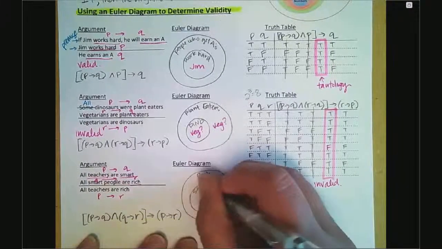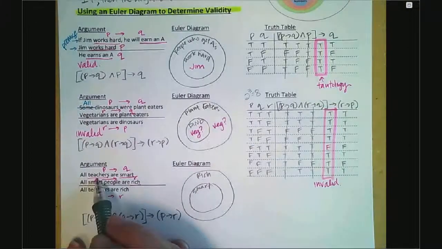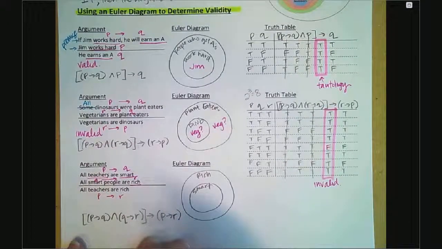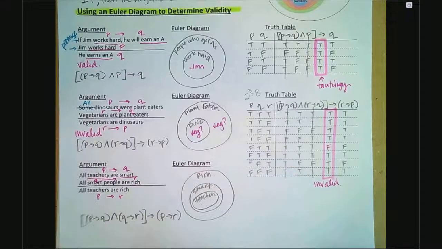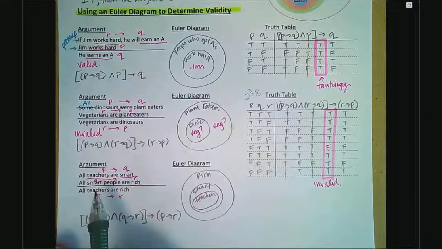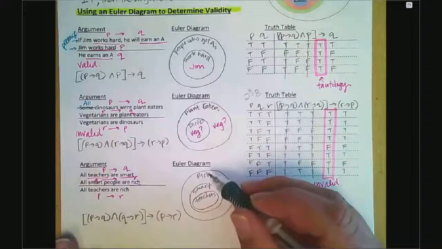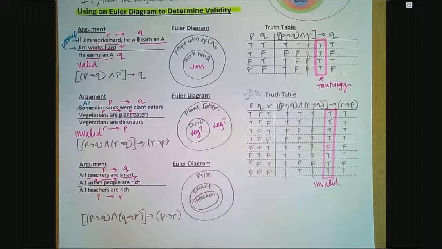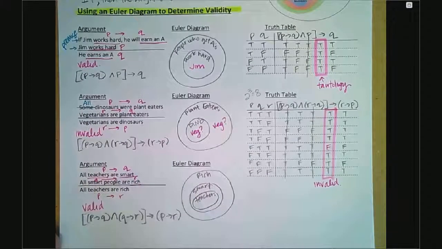All teachers are smart, so teachers belong to the smart category. The set of teachers fits within the set of smart people, which fits within the set of rich people. Therefore, can I conclude that teachers are rich? Are they in my set of rich people? Yeah, they are. Right. This is a valid argument. It does not mean that it's true. It means it's a logically valid argument.